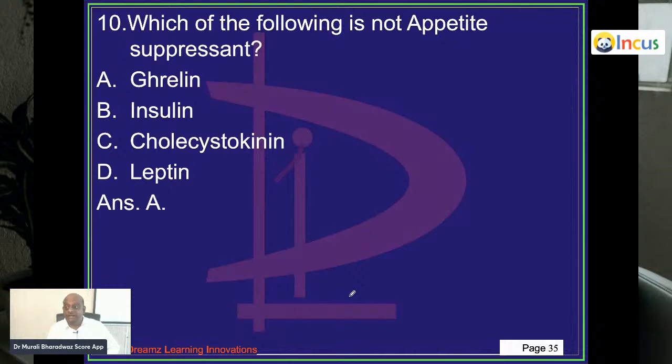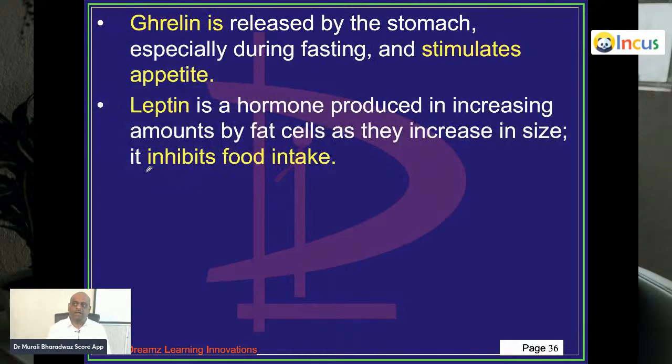Now, what is an appetite suppressant? Ghrelin is not an appetite suppressant. Leptin is an appetite suppressant. Remember, whenever you are fasting, ghrelin is produced and that stimulates appetite. Whenever there is a lot of fat increasing in your cells, leptin is produced. Leptin inhibits your food intake. Only 2 buzzwords you should remember and go for NEET PG.